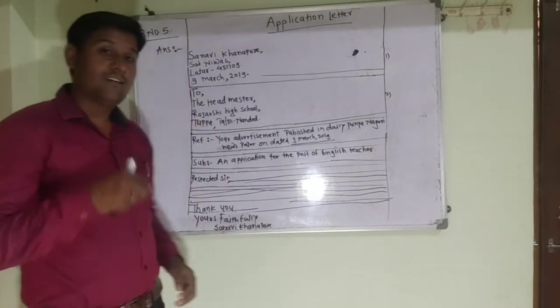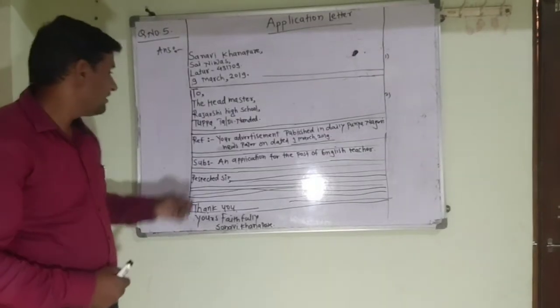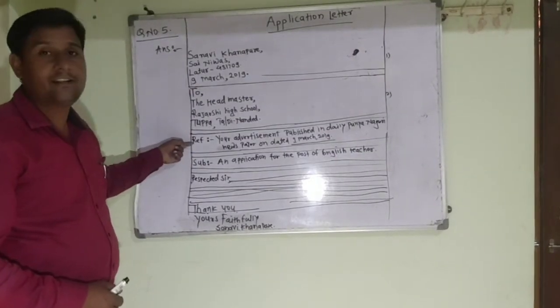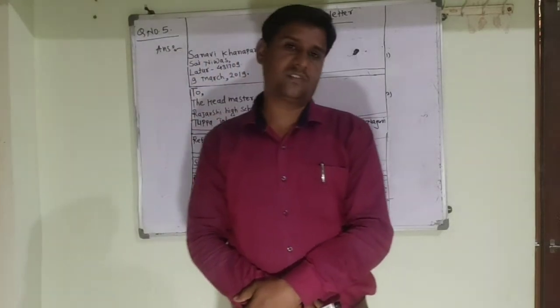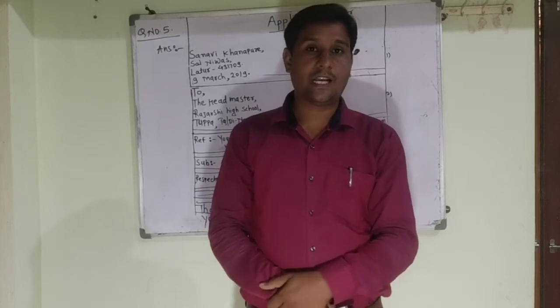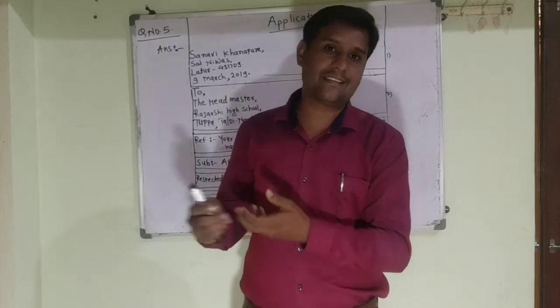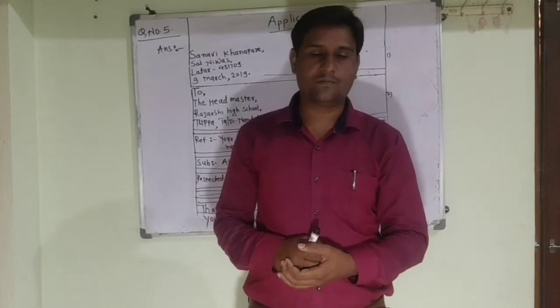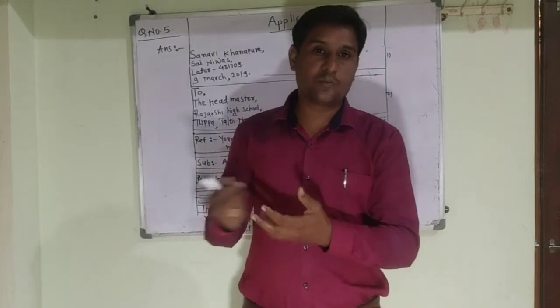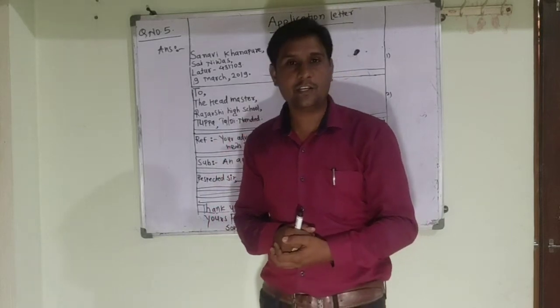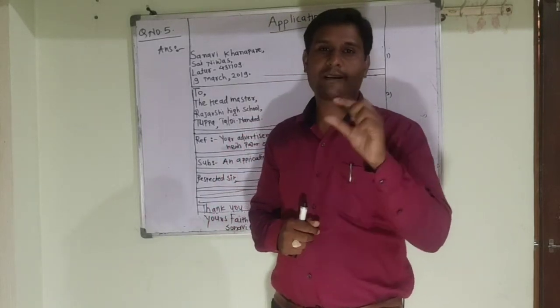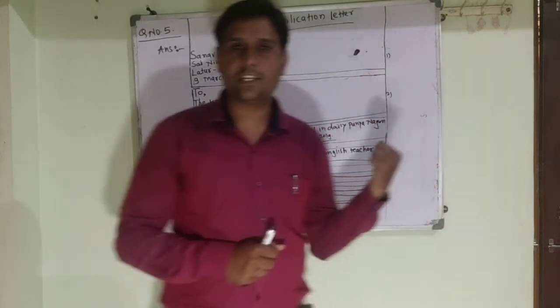Dear friends, what is the third rule of the application letter? The third rule is that you should write a reference. What do I mean by the reference? Dear friends, how did you get to know about the vacancy in that school? You read a newspaper, it is a reference. Someone told you, it is a reference. But we cannot mention that someone told me. So you should write a reference to your newspaper.